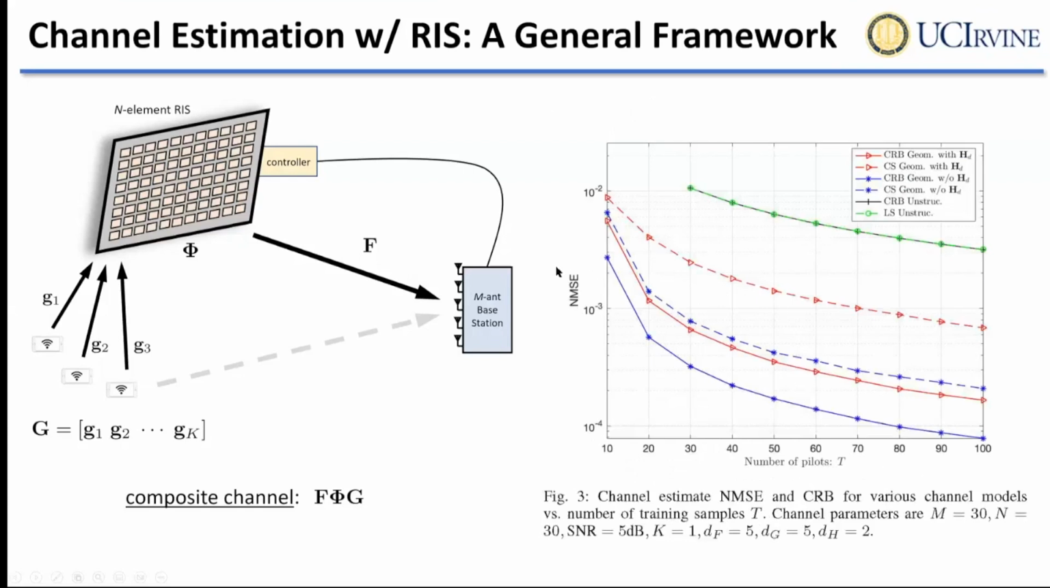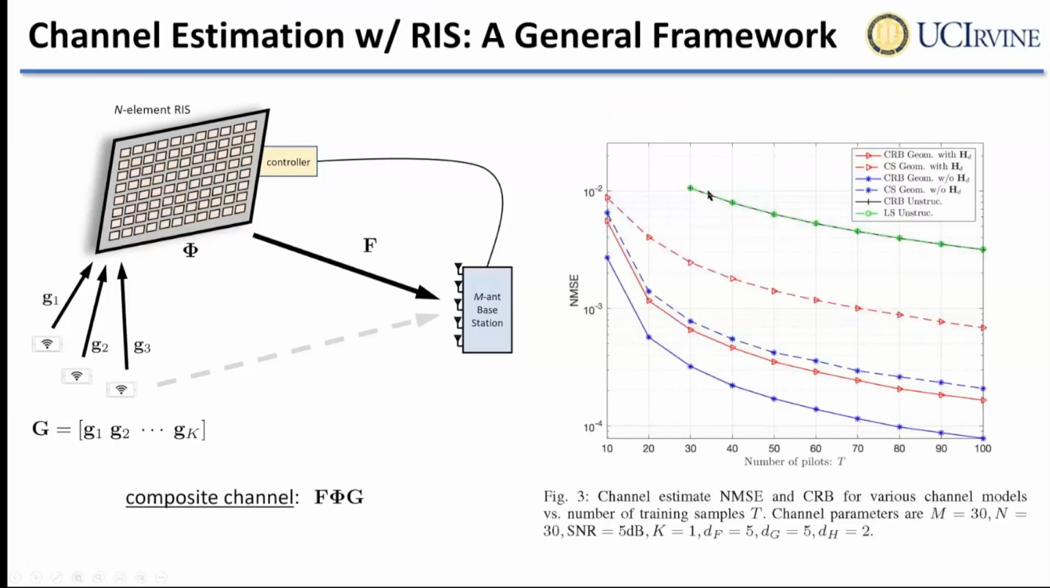This shows the mean squared error of the channel estimate as a function of the number of pilots that are used to estimate the channel. This is for a case where we have a base station with 30 antennas and a relatively small surface with only 30 elements. And the unstructured channel is shown here. Whoops, I went too far. The unstructured channel here is shown here. It has the worst performance in terms of mean squared error.